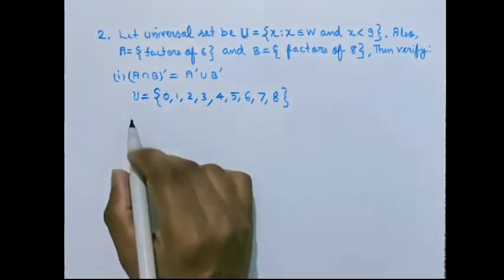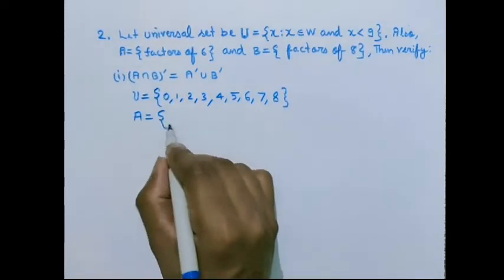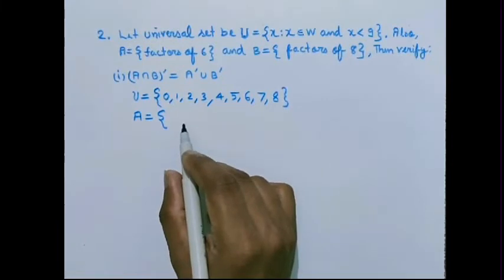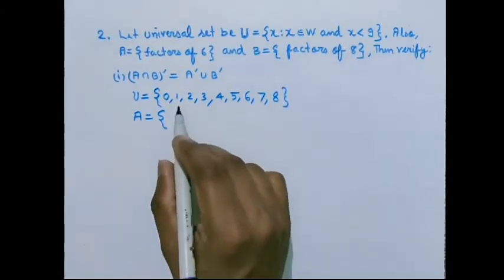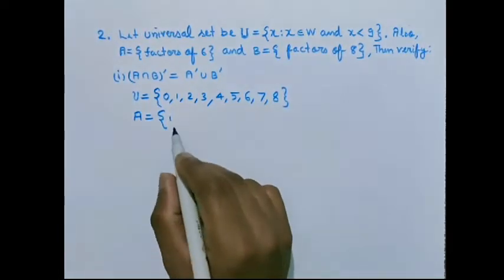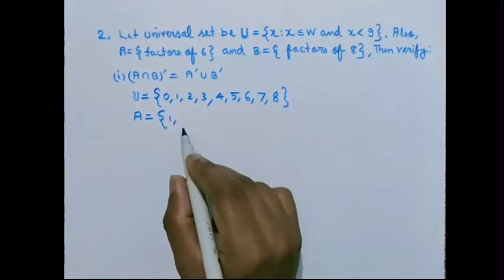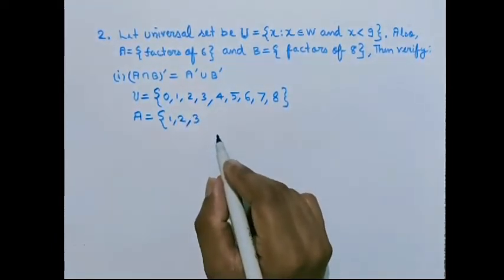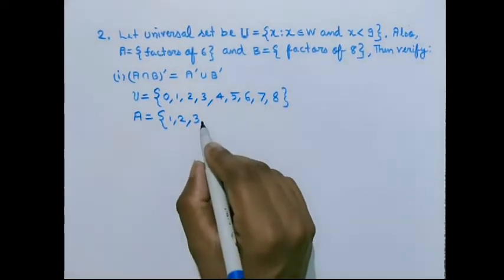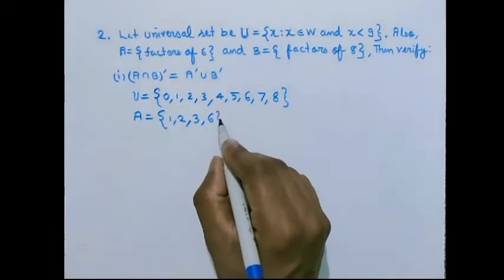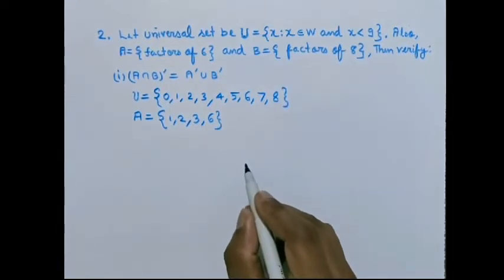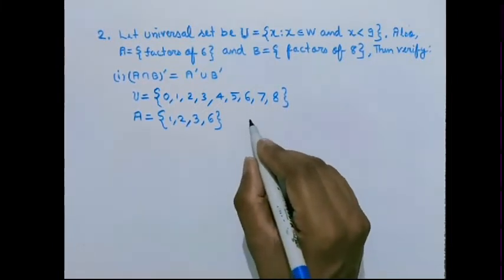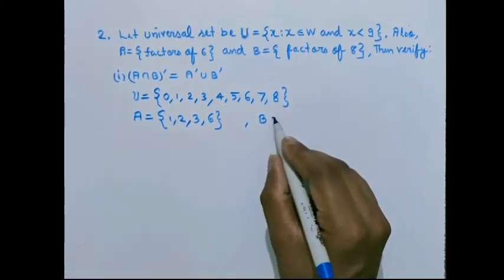let's write the elements for set A, which will be equal to factors of 6. Now factors of 6 means the numbers which can divide 6. So by 1 we can divide 6, 1 6 times, then 2, 3 times, then 3, then 4, no, 5, no, then 6 itself. As we all know, the smallest factor of a number is 1 and the largest factor of a number is the number itself. Now we can write the elements of set B here.